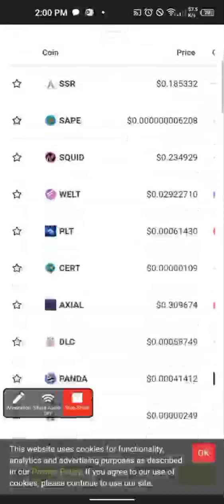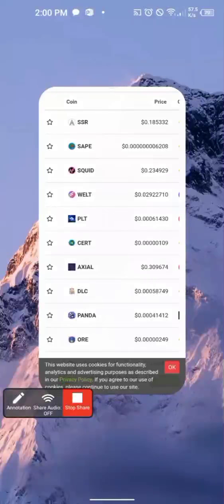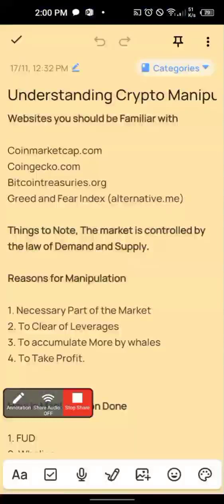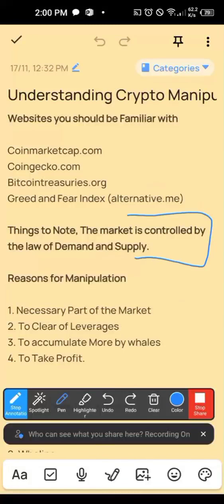Then the next two, I will not talk about them now, which is Bitcoin treasuries, because when we are talking about manipulation, we'll get to see them. So here I highlighted something. Things to note: the market is controlled by the law of demand and supply. Always put that at the back of your mind. The market is controlled by the law of demand and supply.